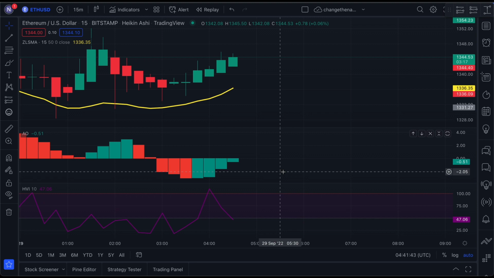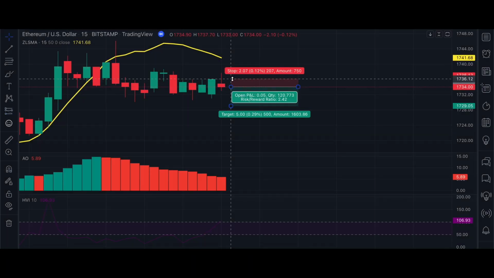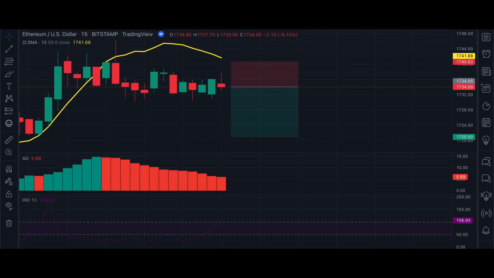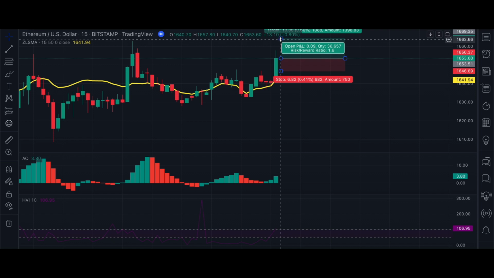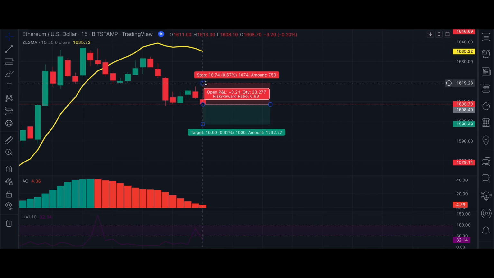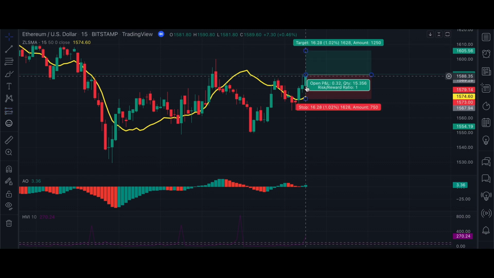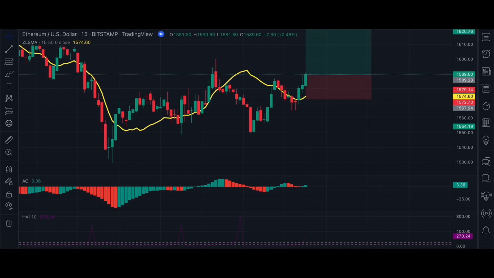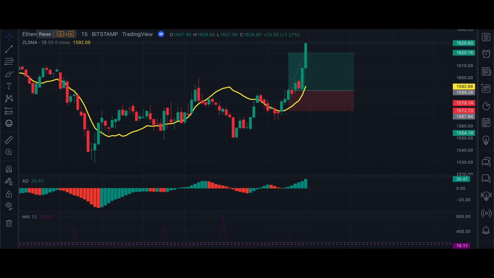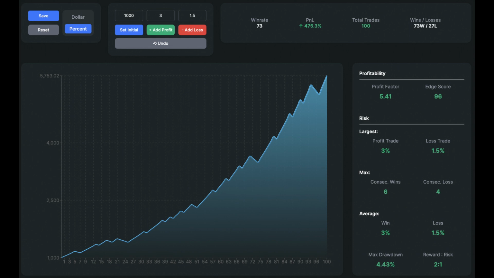I hope you've understood the rules of the strategy. Now let's do our backtesting. And 2 trading sessions later, I have completed the 100 trade backtest using the same parameters as the examples.